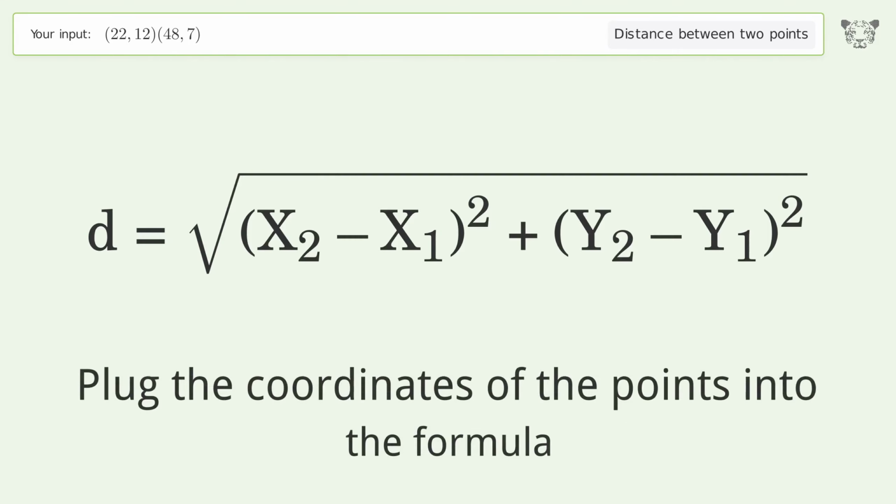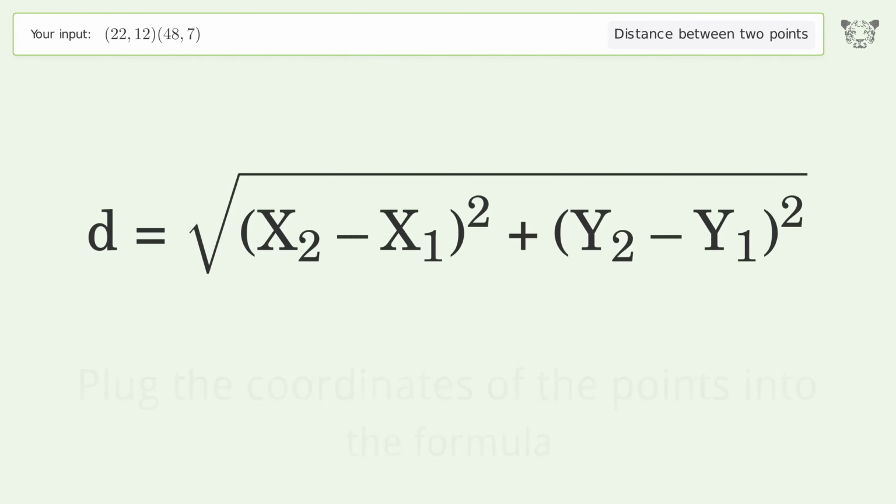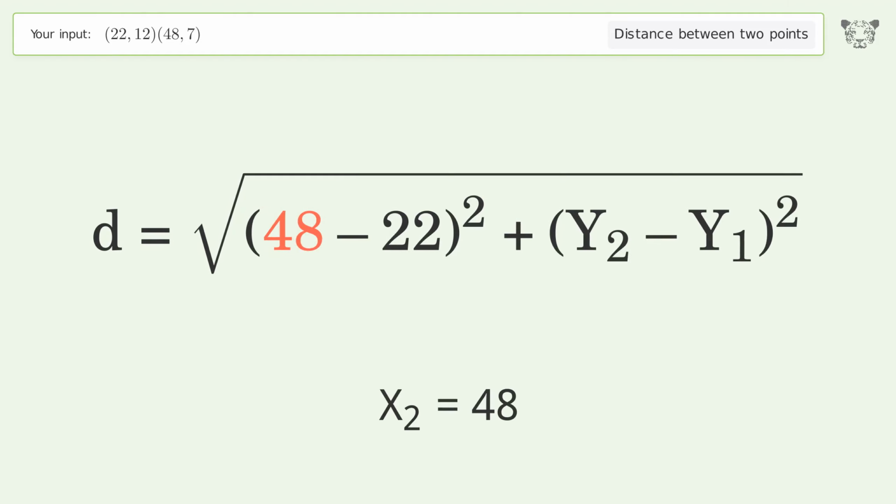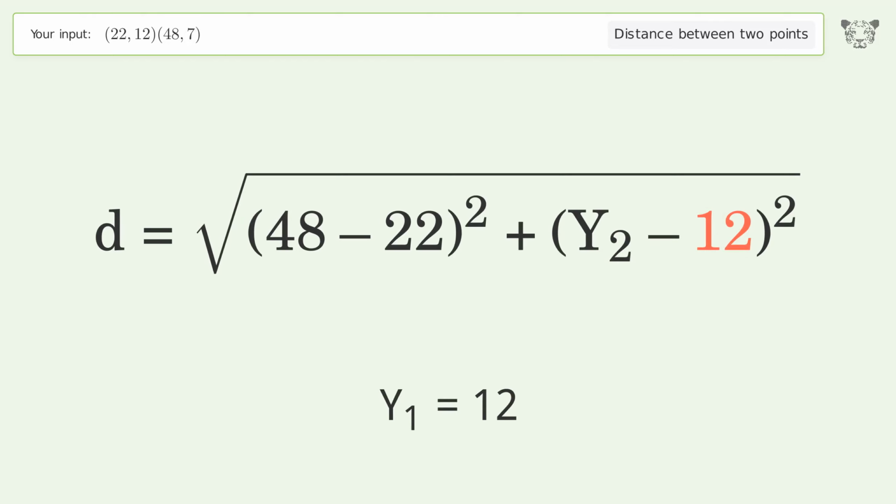Plug the coordinates of the points into the formula. x1 equals 22. x2 equals 48. y1 equals 12. y2 equals 7.